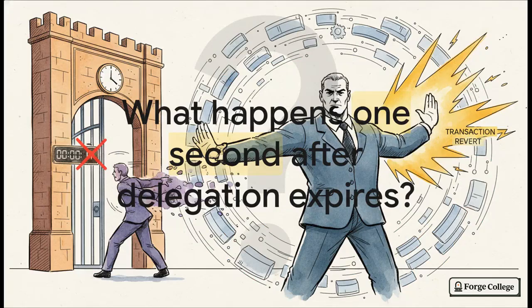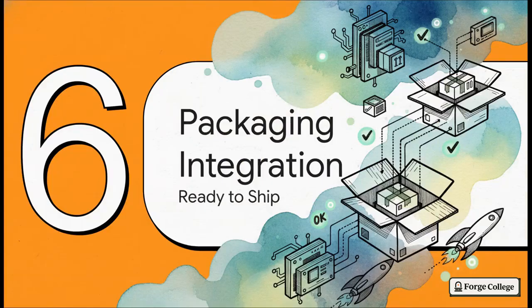So what do you think happens to a transaction if a user attempts an action exactly 1 single second after their time-bound delegation expires? Well, as part of our testing, we literally simulate time travel. We advance the blockchain's time just to check this. The result? An immediate, highly satisfying transaction revert. The bouncer kicks them out the absolute second their shift is over. No exceptions.